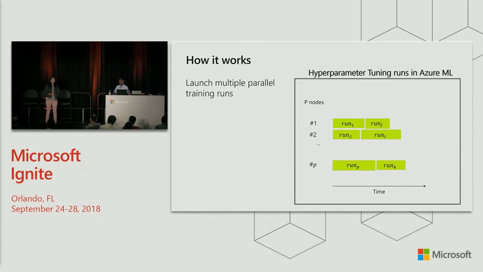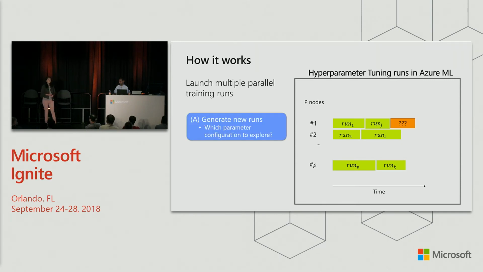Behind the scenes, your hyperparameter tuning service needs to solve two main problems. First of all, how should it generate new runs? Meaning, how should it find the configuration to go and evaluate next? And secondly, given a set of active runs, how long should those runs execute? Should it allow each run to complete all the way through the end? Or should it instead terminate a run early? And if so, when exactly should it do that?